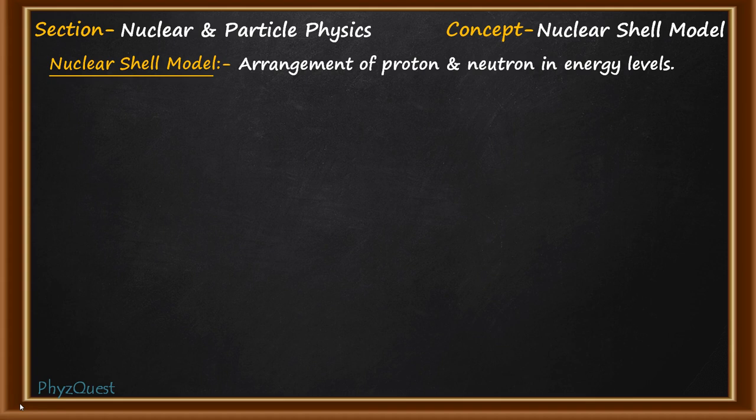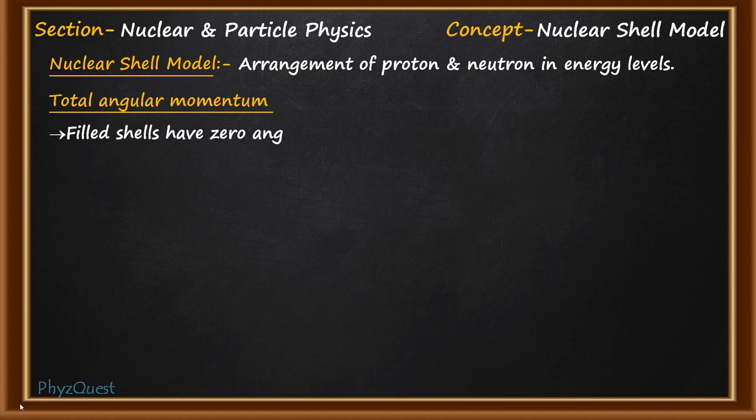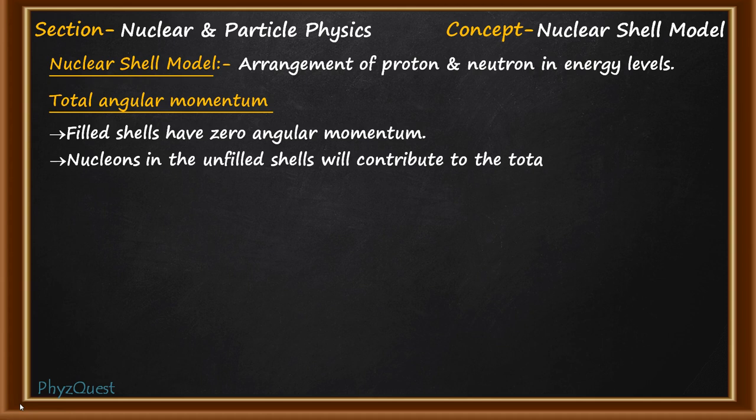To determine the total angular momentum of any nucleus, we have to follow two rules. First rule: filled shells have zero total angular momentum, which means an even number of nucleons will have zero total angular momentum. Second rule: nucleons in the unfilled shell will contribute towards the total angular momentum. So when there is an odd number of nucleons, that will decide the total angular momentum.